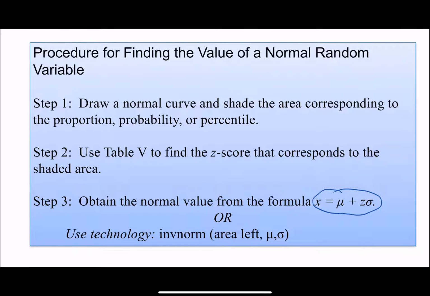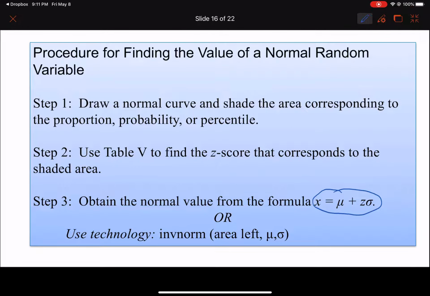Or you can use your technology. This is our new thing right here, and this will save you. Use inverse norm on that second vars. That's your third choice, inverse norm. You put that probability in, and your mean and standard deviation, and it will spit out the value that lands at that spot. So let's get right to it.